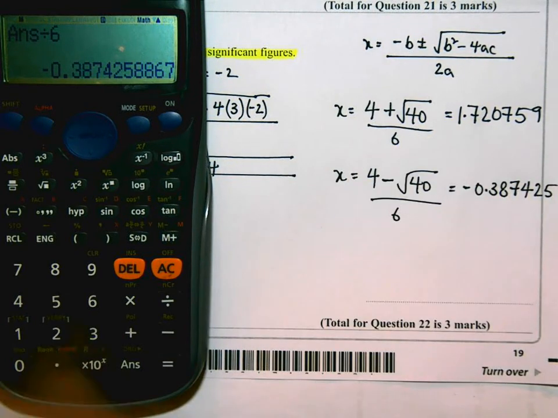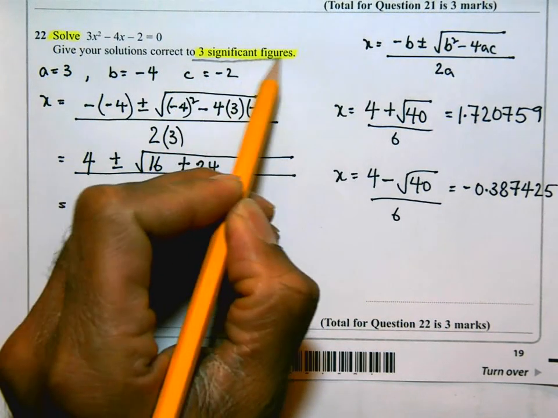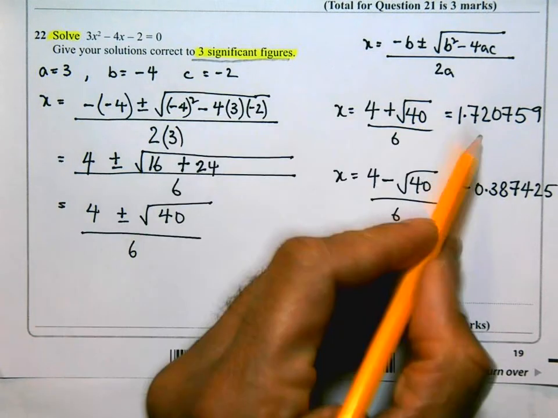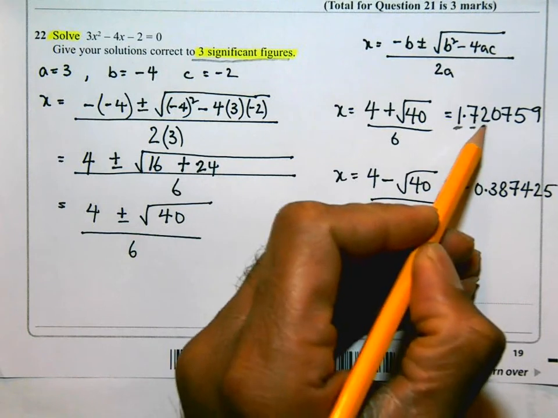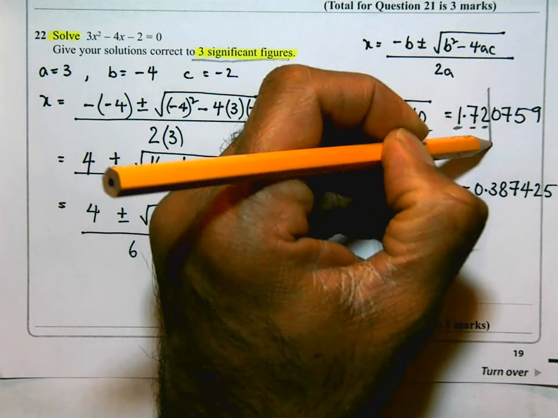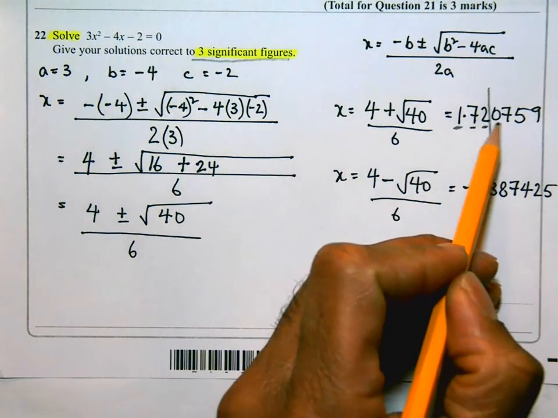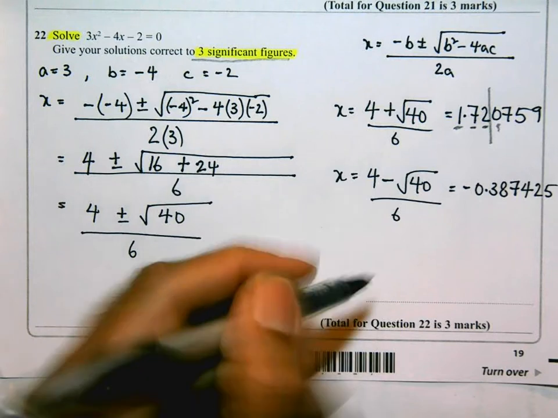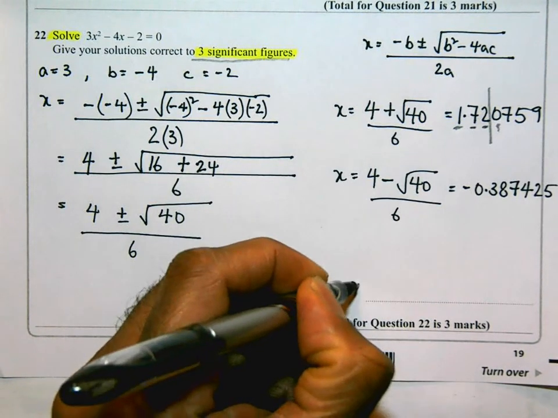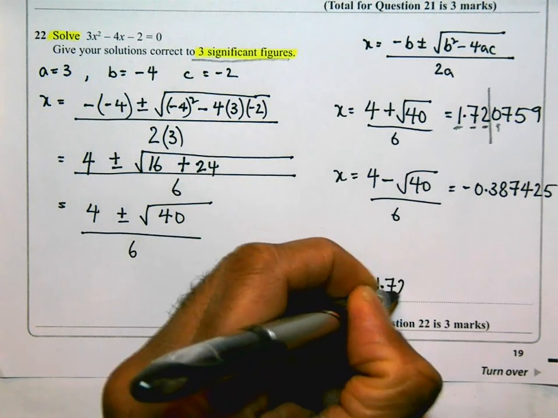Alright, and the reason why I'm not writing out all the numbers is because in the question it asks for the answers to 3 significant figures. So if I look at this one, significant figures count from the front. 1, 2, 3, and then chop the number off there. The next number along is 0. So that's not going to make a difference. I'm going to have an answer of x is equal to 1.72 to 3 significant figures.